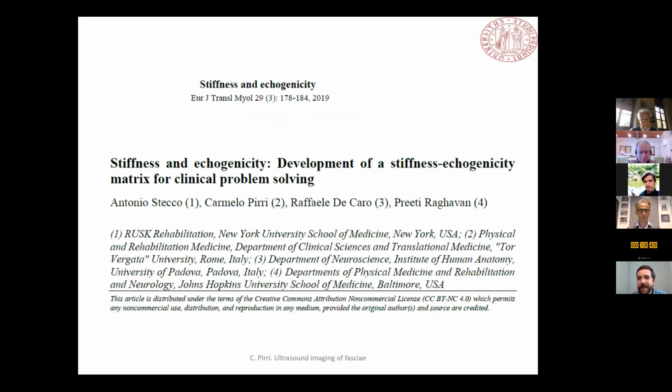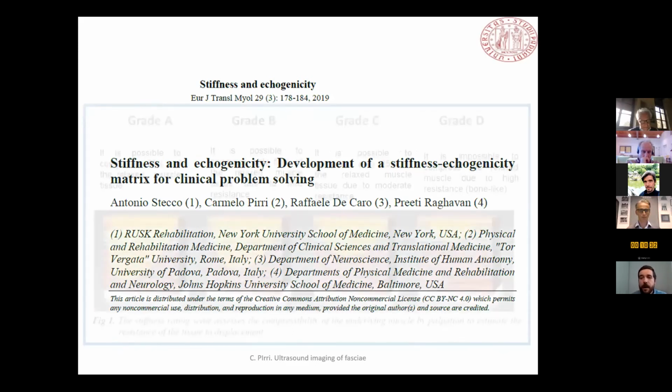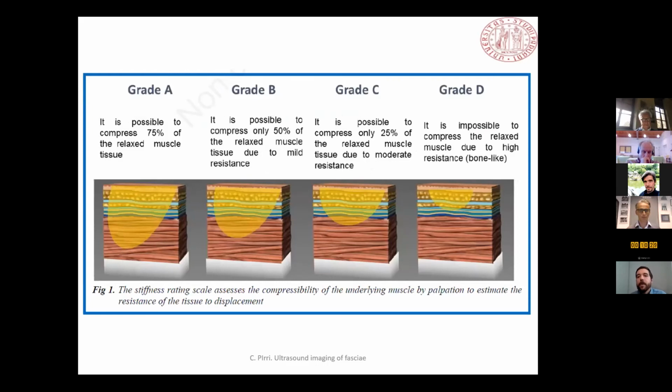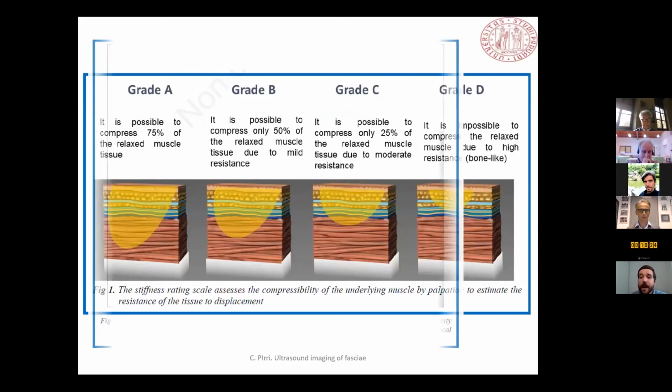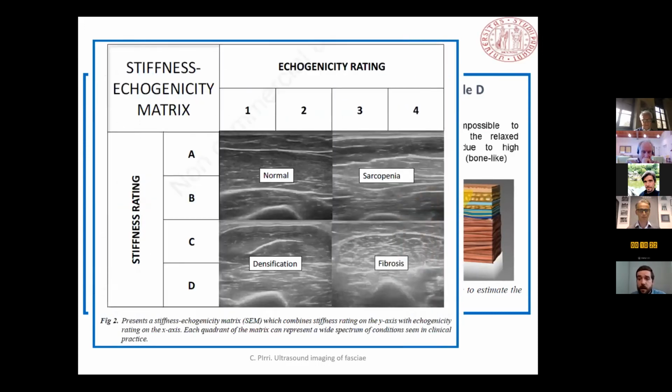Another parameter is the stiffness and its correlation with the echogenicity. For this, we wrote with Antonio Stecco in the European Journal of Translational Myology about the possibility to create a sort of matrix and correlate the alteration in the palpation, and so in the stiffness, during the physical examination of these patients, with the echogenicity of these patients.